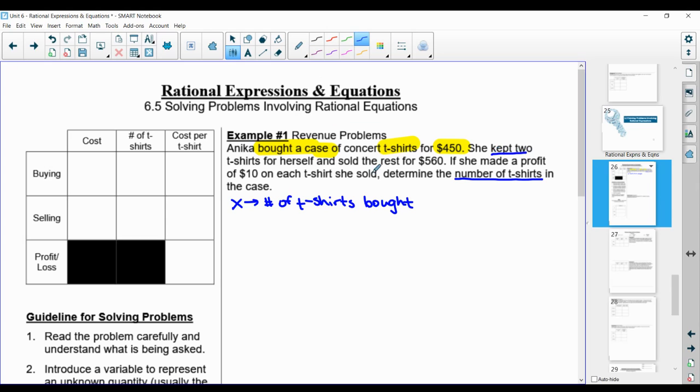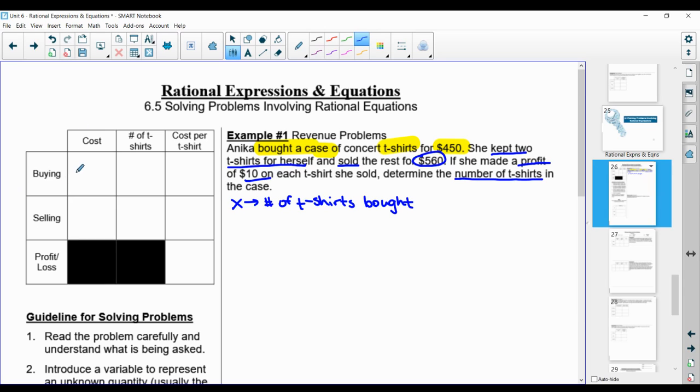Okay. And then it's important to note that she kept 2 t-shirts for herself. So if she bought X t-shirts and she kept 2 for herself, that meant that she sold X minus 2 t-shirts. And then that amount was sold for $560. And then we're told that she made a profit of $10 per t-shirt. So I'll write the information in the chart here.